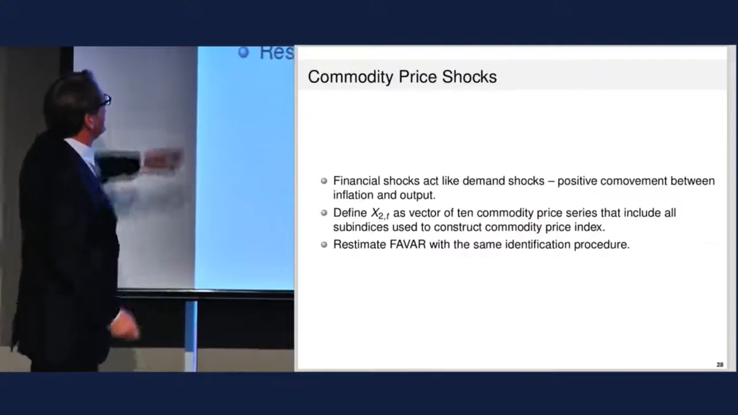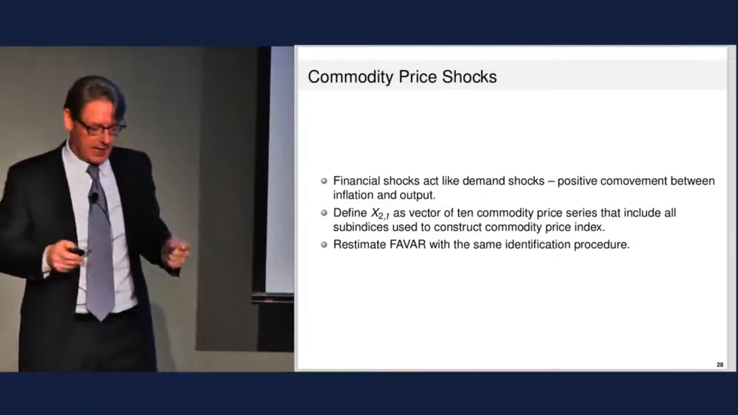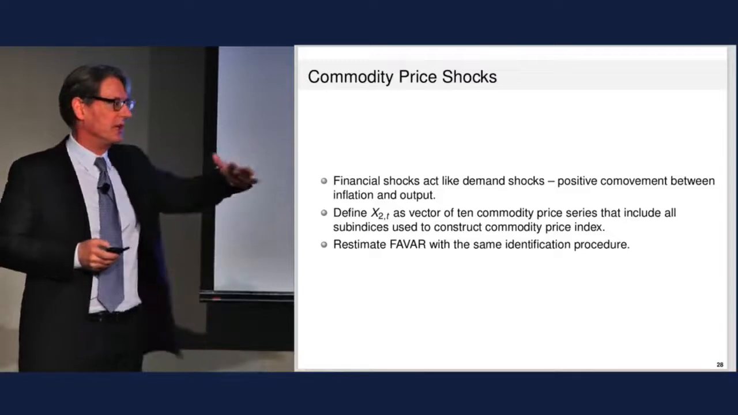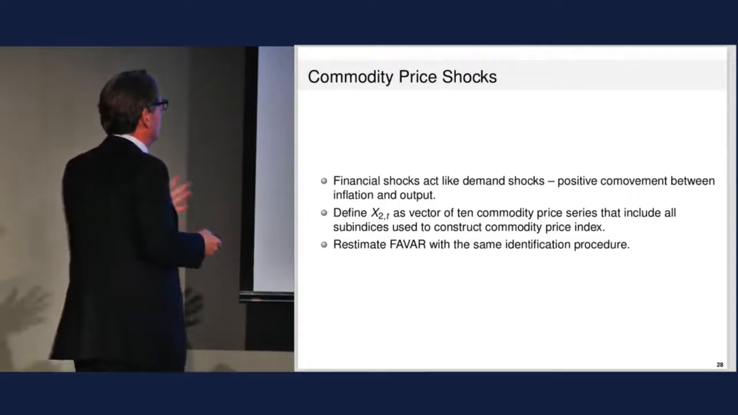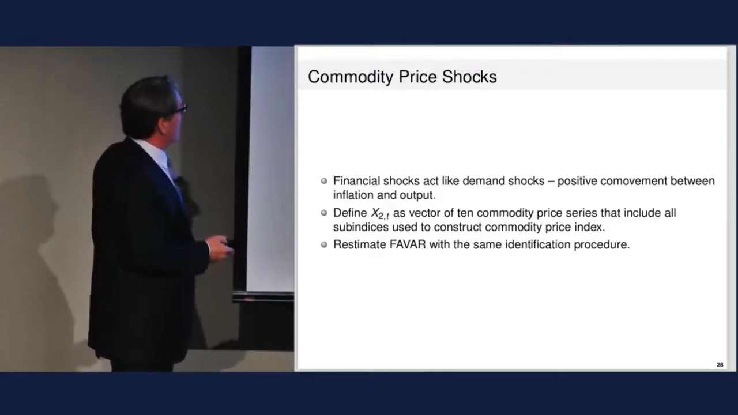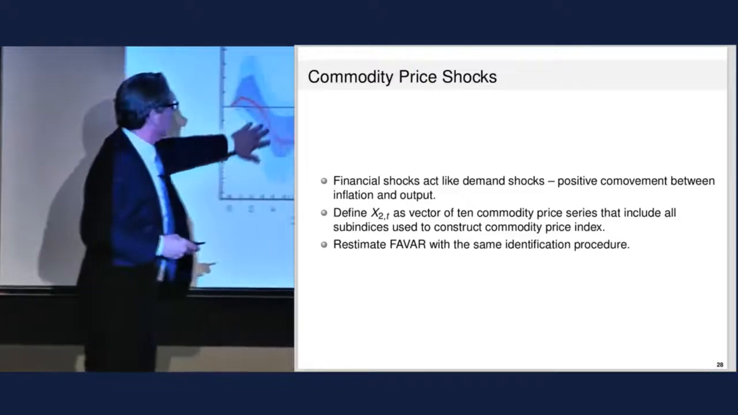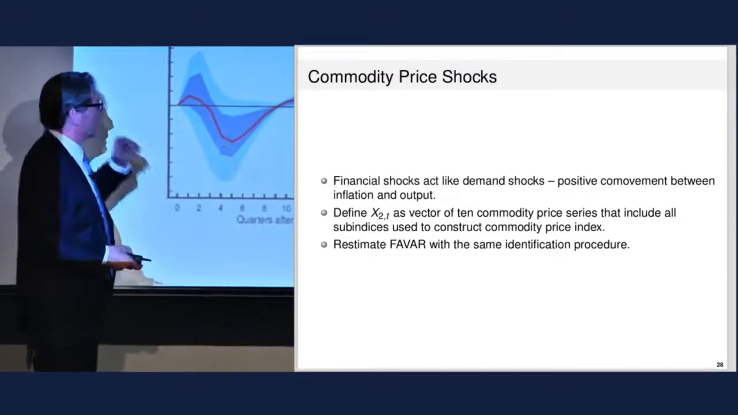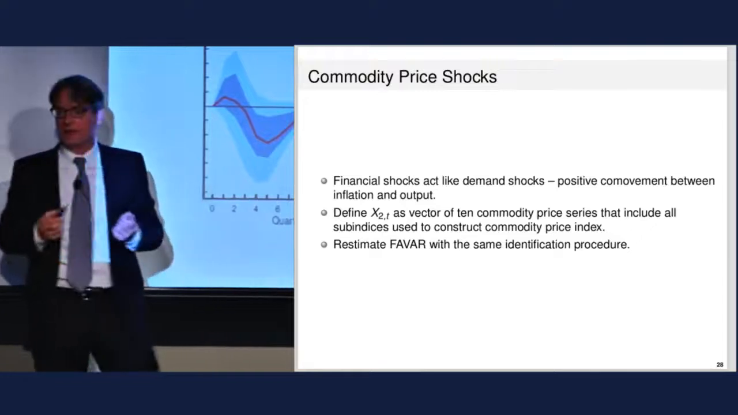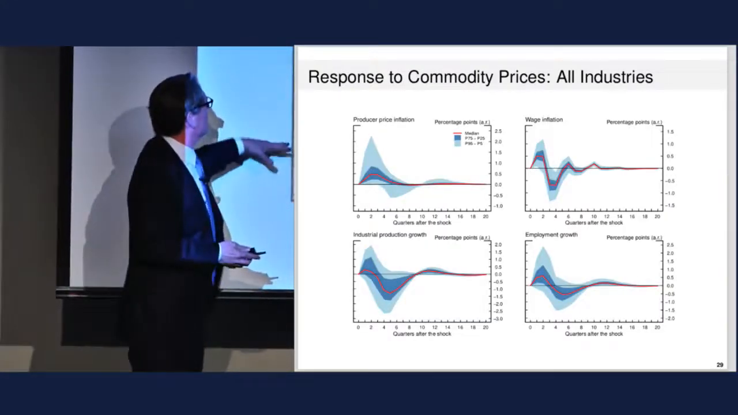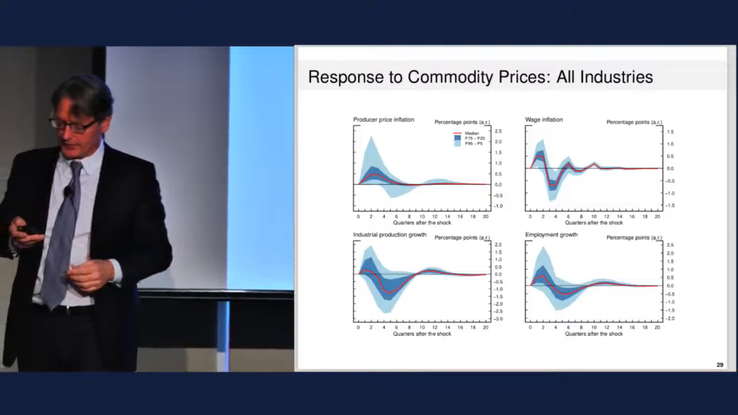Similarly, I can do the commodity price shocks. Here I take the X2 index, take out the financial variables, and put in a series of 10 commodity prices that make up the aggregate commodity price index, and do the same identification procedure. Here you see prices rising and industrial output falling in response to this shock. It's not completely clean because there's a little bit of an employment response early on, which is positive rather than negative. But if you sum these up, it's clear that there's a strong output decline and a strong price increase. So it looks like a supply shock in that sense.